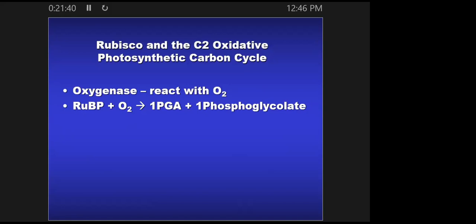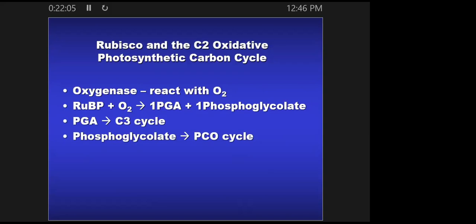Well, that's good and bad. The PGA, that can feed into the Calvin cycle. So that's good. At least one of the products can get fed directly into the Calvin cycle. But that phosphoglycolate can't directly feed into the Calvin cycle. There's no enzyme in the Calvin cycle that can grab it and easily incorporate it. So what we see is that the phosphoglycolate, instead of going into the Calvin cycle, the C3 cycle, shifts into this thing we call the PCO cycle.